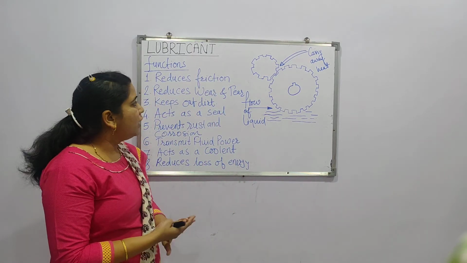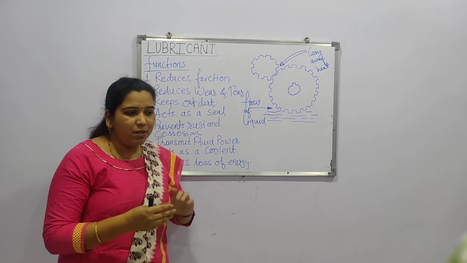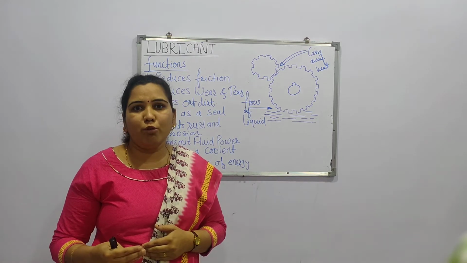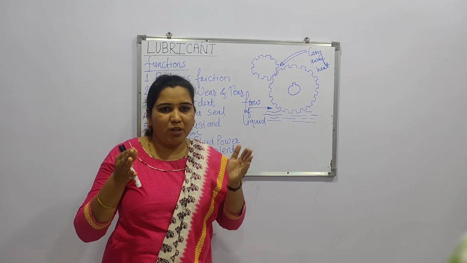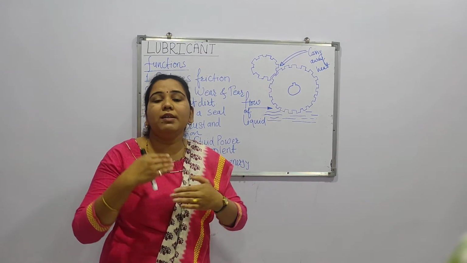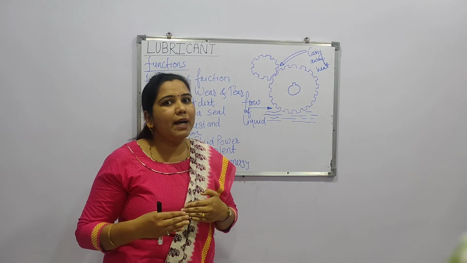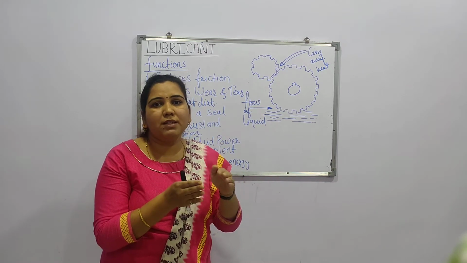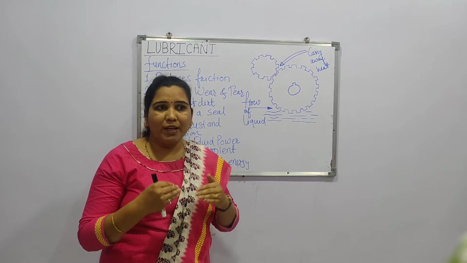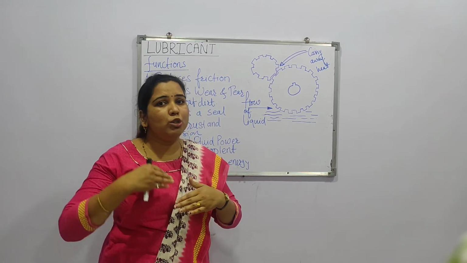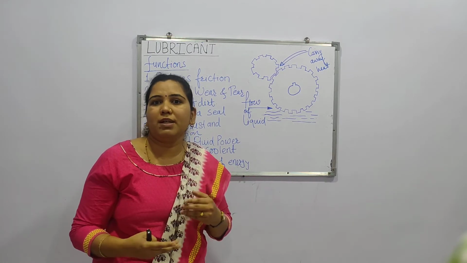Now second, reduces wear and tear. So ultimately by reducing frictional force, wear and tear means what? Whenever a particular portion of the machine is in motion, at that time the different peaks, that is the asperities and valleys, come in contact with each other. So whenever they come in contact with each other and show a friction, it is nothing but the wear.